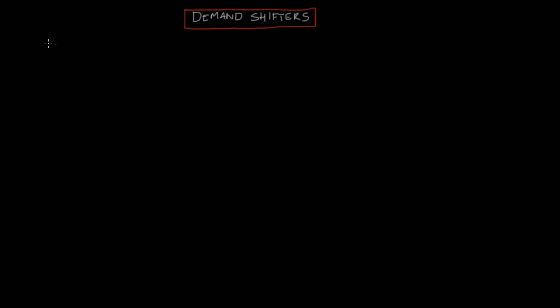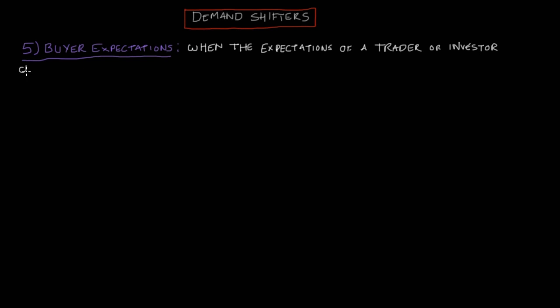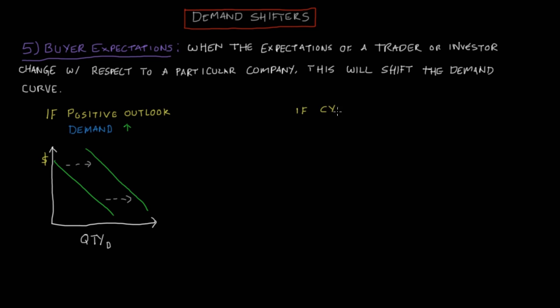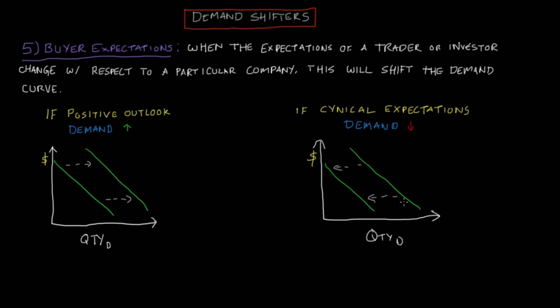Finally, the last determinant of demand is buyer expectations. If the financial outlook of a stock looks promising in the near future, investors or traders may purchase shares now in order to beat the anticipated increase in stock price, which would ultimately increase demand. Or if subsequent expectations are cynical, then this will decrease demand, shifting the curve to the left. So as the expectations of the trader or investor change with respect to a particular company, this will shift the demand curve depending on whether the expectations are optimistic or pessimistic.